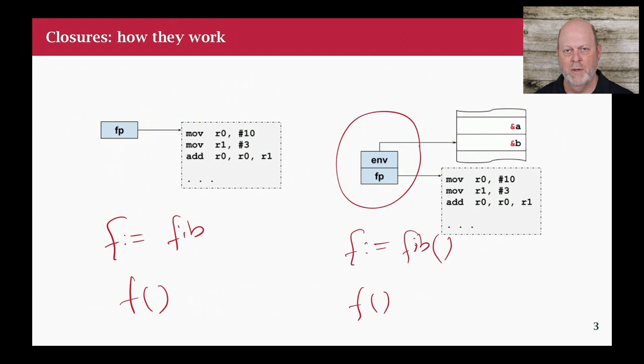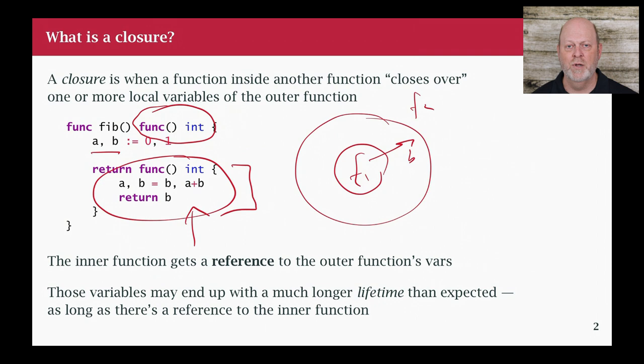But there's another piece, right? It's not enough to do that because we have to know about a and b. And so we have to have a second piece of this that holds onto the information about where to find a and b. Because that anonymous inner function changes a and b and it returns b. And it can't do that if it doesn't know where they are, right? So that's what makes a closure different.